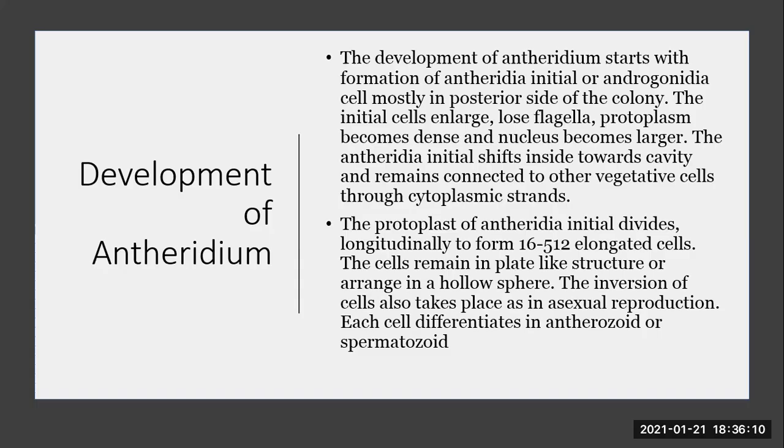The protoplast of the antheridial initial divides longitudinally to form 16 to more than 500 elongated cells. The cells remain in a plate-like structure or are arranged in a hollow sphere. The inversion of cells also takes place as in asexual reproduction. Each cell differentiates into an antherozoid or spermatozoid.